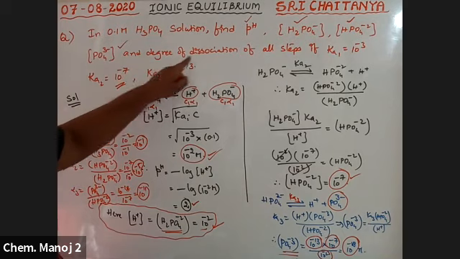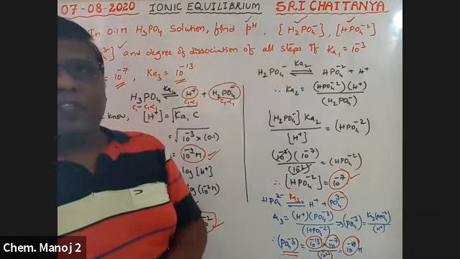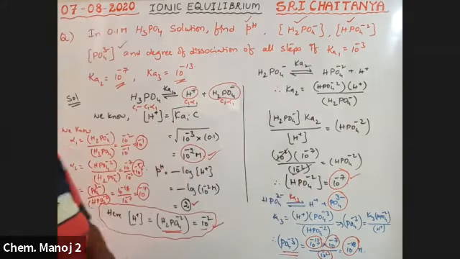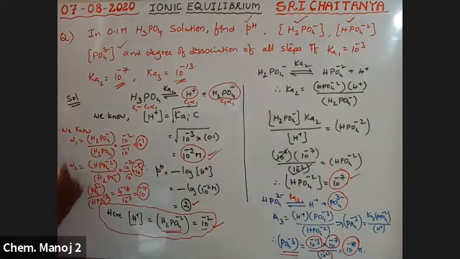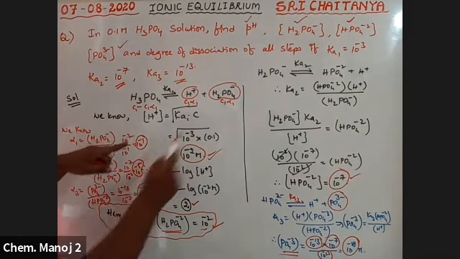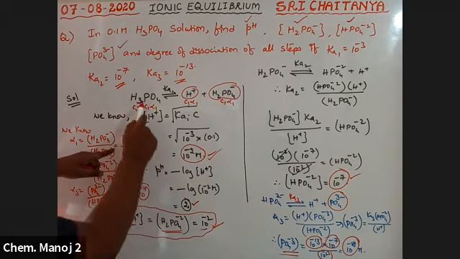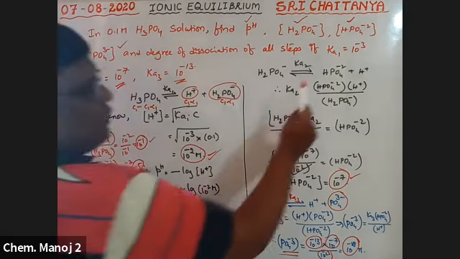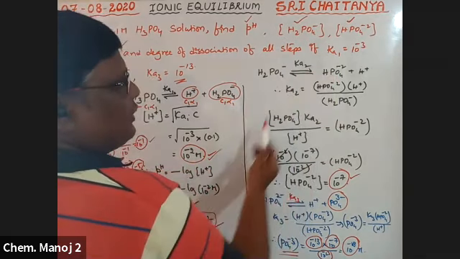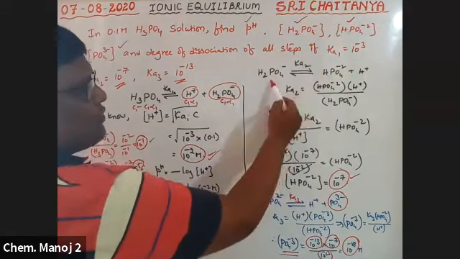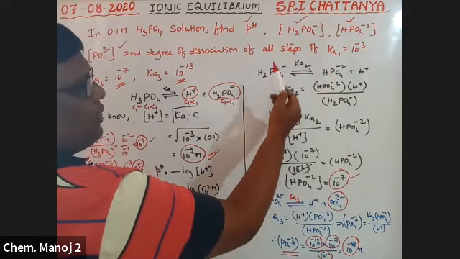Next, it also asks for the degree of dissociation of all steps. That means alpha 1, alpha 2, alpha 3. He wants us to find it out. Now we know alpha 1 is equal to this concentration by this concentration. So this concentration is 10 power minus 2. This concentration is 10 power minus 1. Next, alpha 2, this concentration. Because H⁺ is the total summation value, but it is from this one. So dissociation of this one by the total taken, this one.